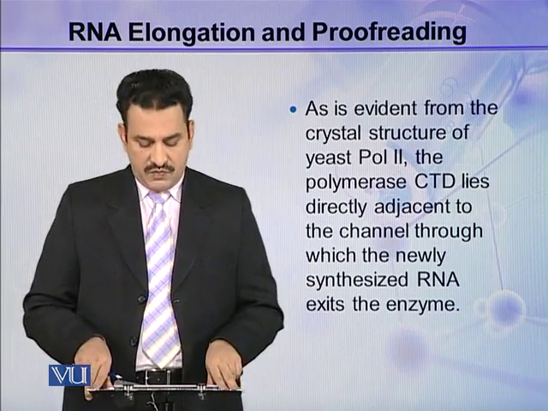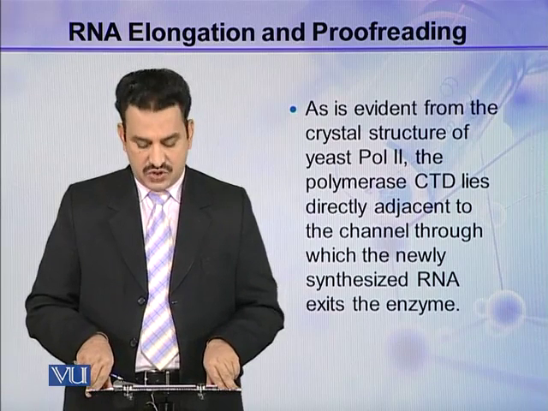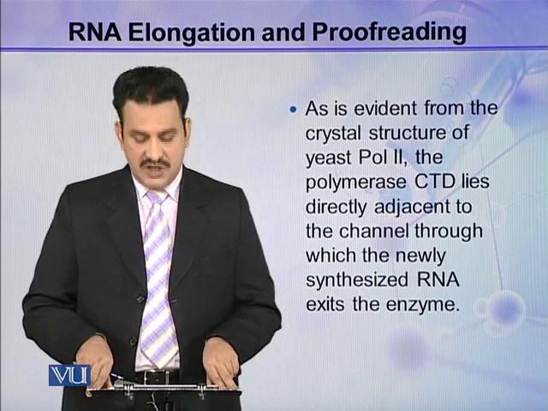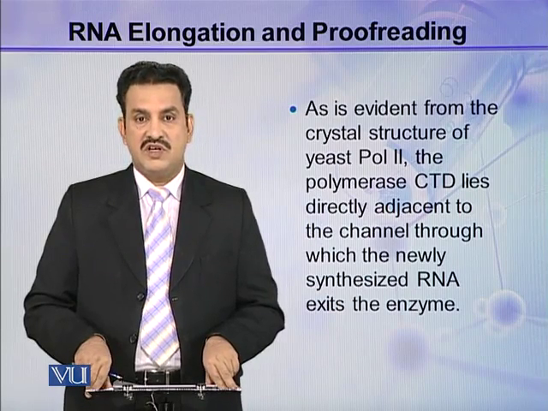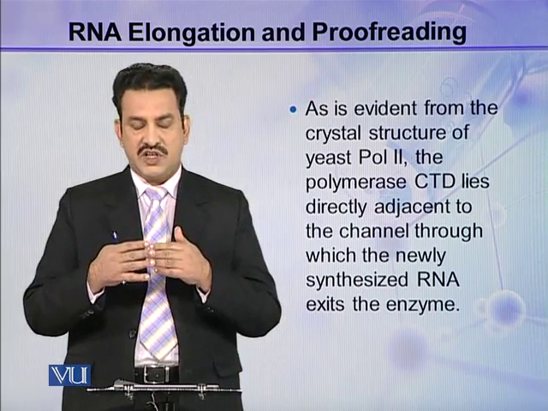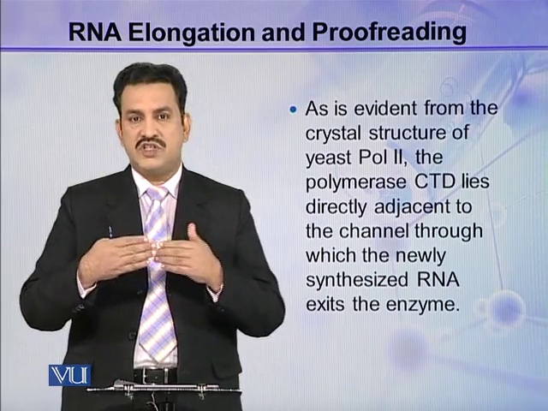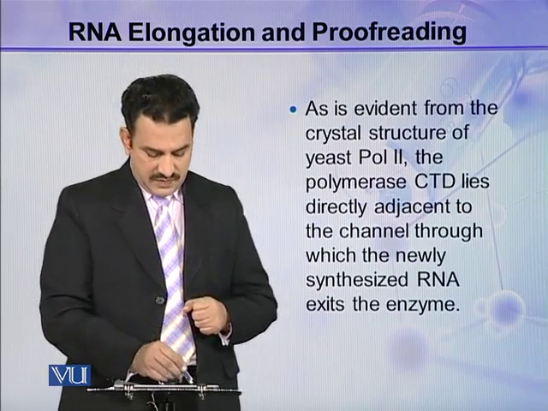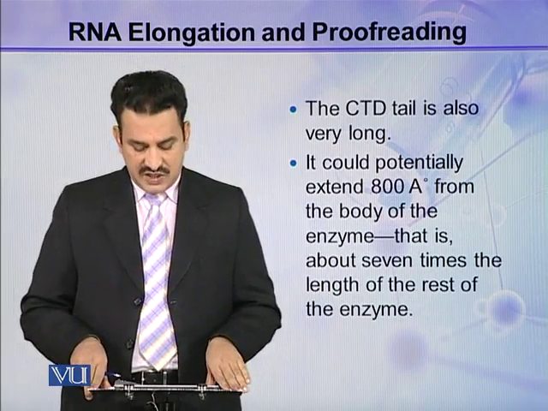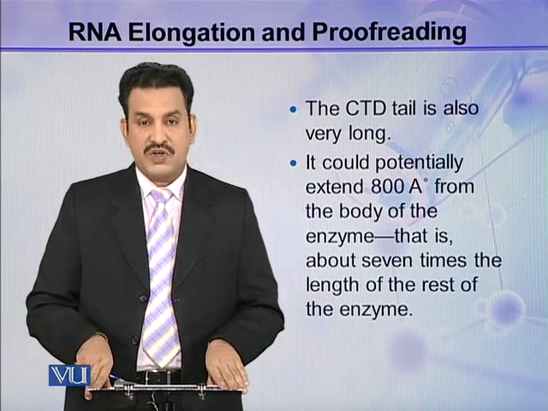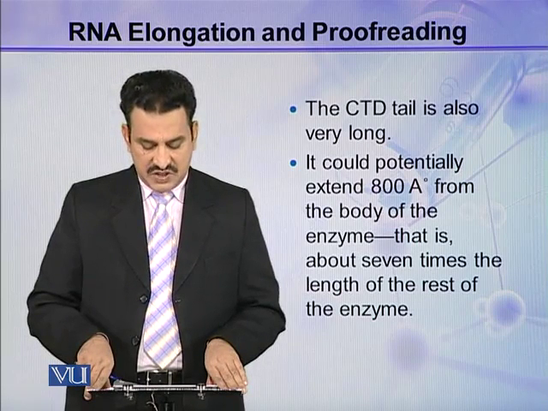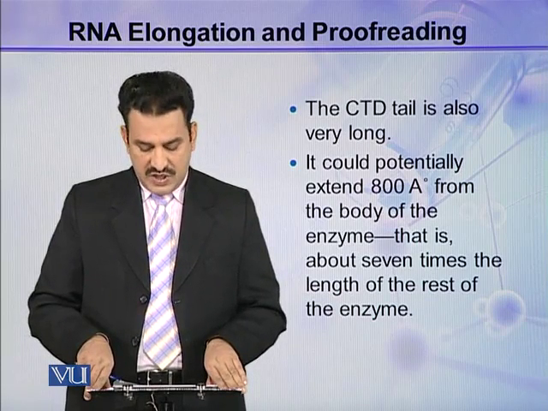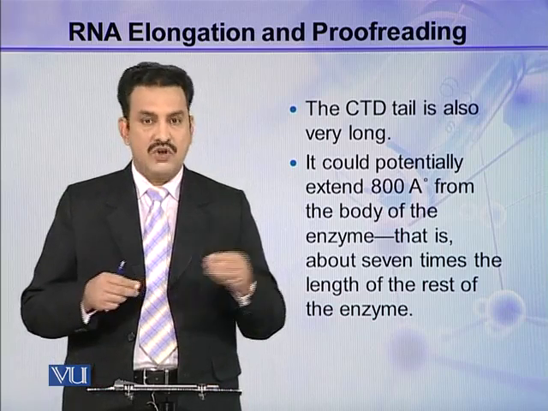As is evident from the crystal structure of yeast polymerase II, the polymerase CTD lies directly adjacent to the channel through which the newly synthesized RNA exits the enzyme. So this CTD tail lies adjacent to this RNA exit channel. The CTD tail is also very long. It could potentially extend 800 angstroms from the body of the enzyme. That is about 7 times the length of the rest of the enzyme. So it is a very long tail.